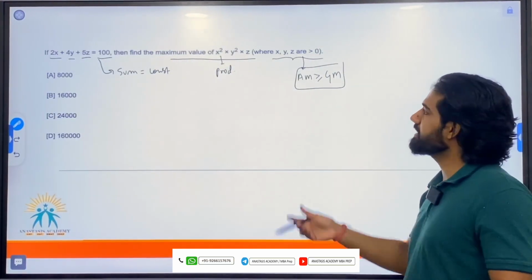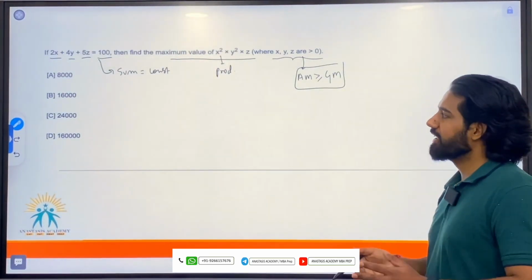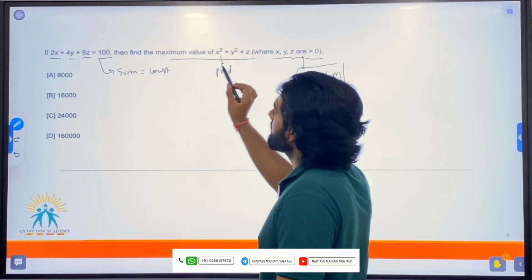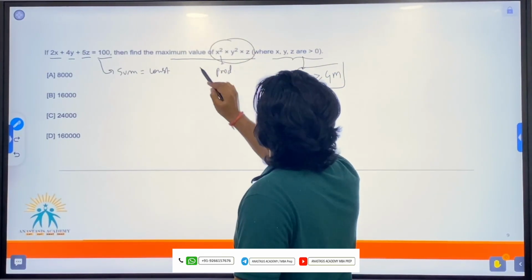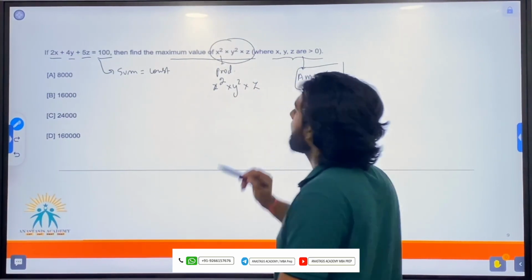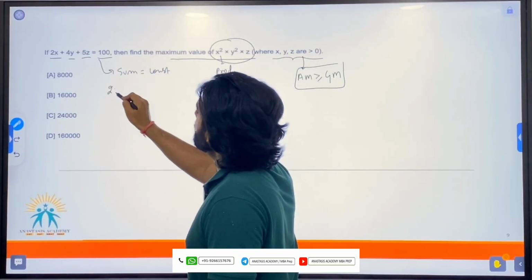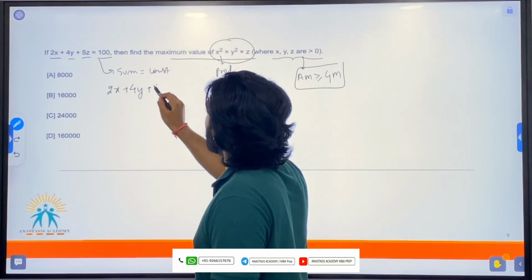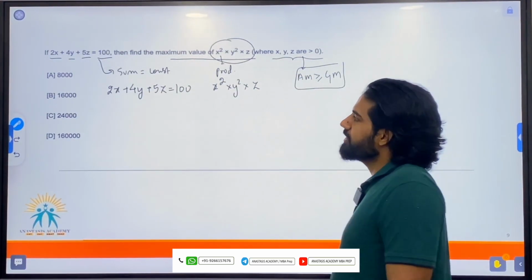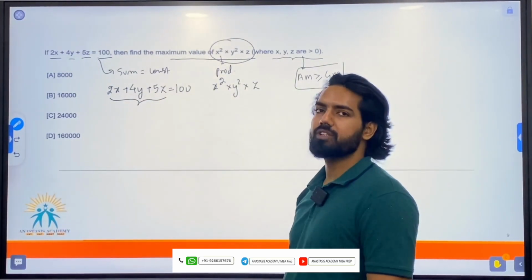The arithmetic mean of some numbers x, y, z would be greater than or equal to the geometric mean of these numbers. Now, I have to manipulate this sum because I need the maximum value of this expression. The product is of x square into y square into z, right? I have to break this sum. This is 2x plus 4y plus 5z, and this sum is given as 100.